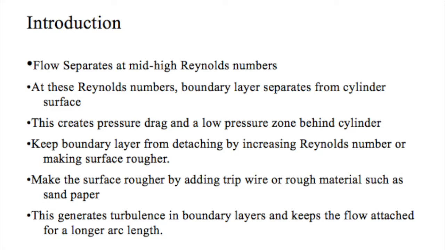In order to keep this separation from happening, one can either increase the Reynolds number of the surface, which would involve either increasing the diameter of the cylinder or increasing the flow velocity, or trip the boundary layer by making the cylinder surface rougher. This can be done by attaching something like a wire or sandpaper to the surface of the cylinder in order to generate turbulence in the boundary layer and keep the flow attached as long as possible.